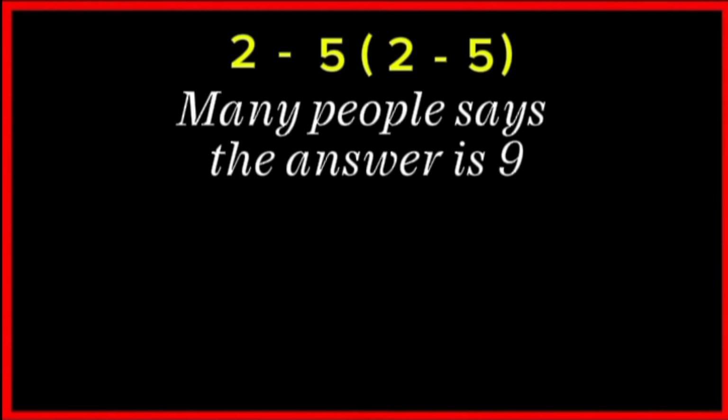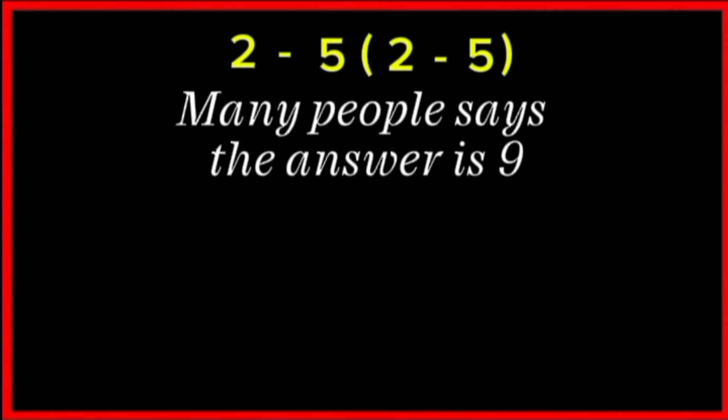Today we have another tricky math problem that looks super easy, but most people actually get it wrong. Take a look at this expression. 2 minus 5 multiplied by open bracket 2 minus 5 close bracket. At first glance, many people quickly say the answer is 9.